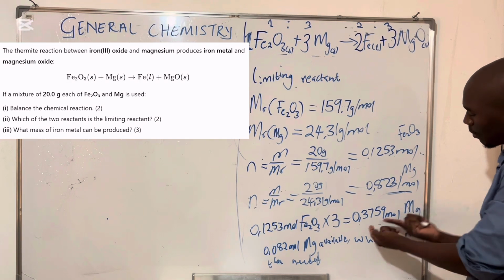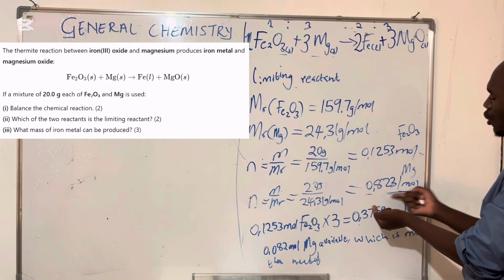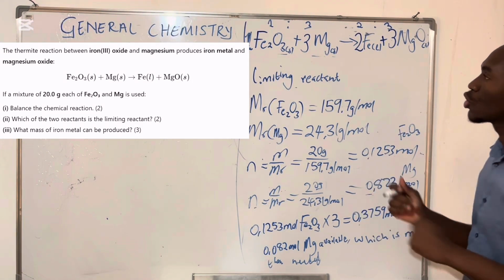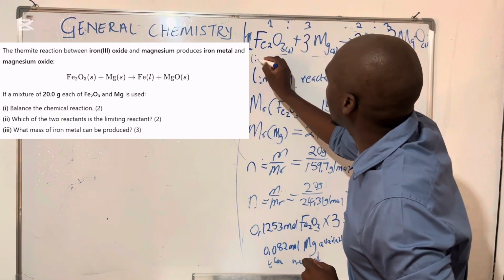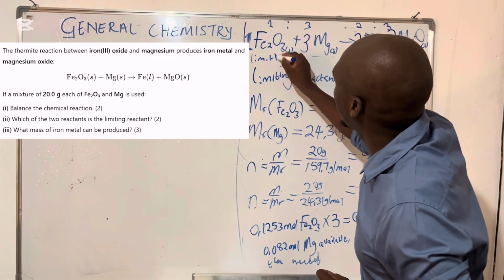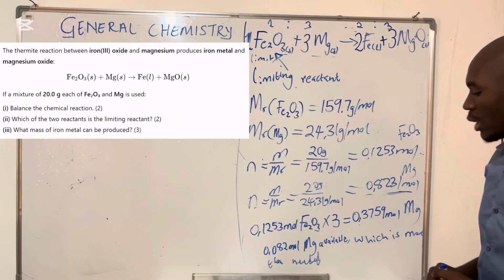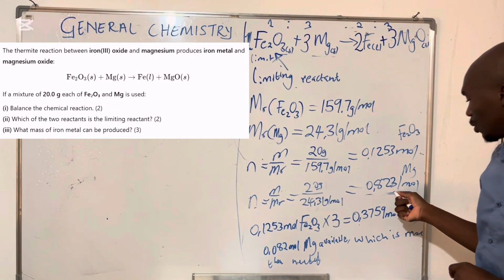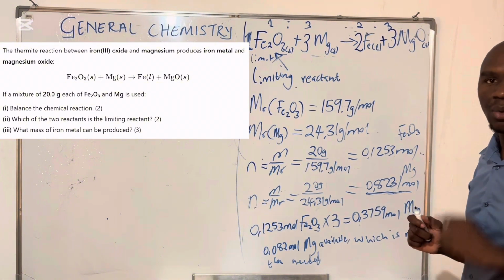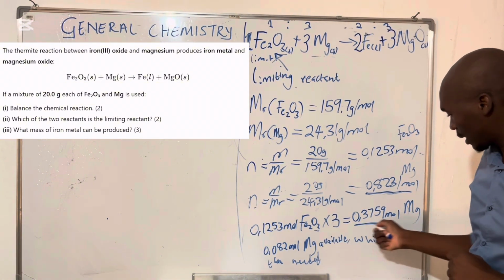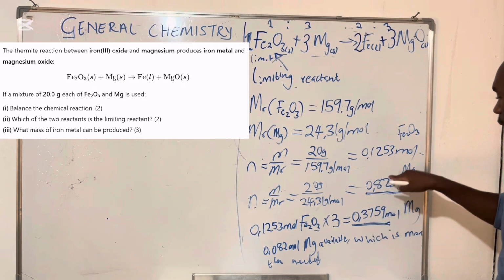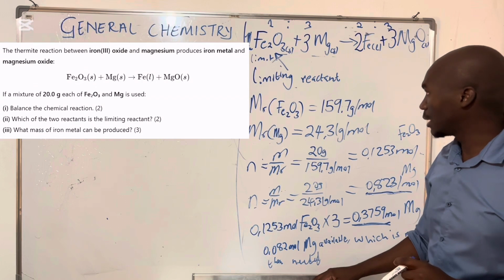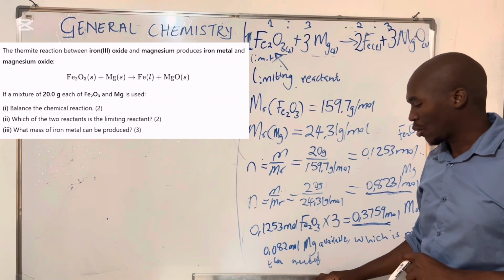So if Mg was supposed to have this, but instead it has this more, it simply means that it's not a limiting reagent, the Mg, because it has more. So our limiting reagent is going to be Fe2O3 in this case, because if you check it out, it has more than what is required. It was supposed to have this, but instead it has more. So that's why we are saying the limiting reagent is the other one.